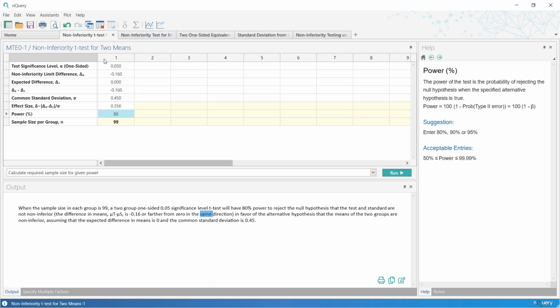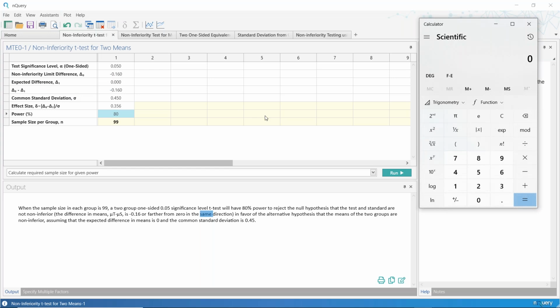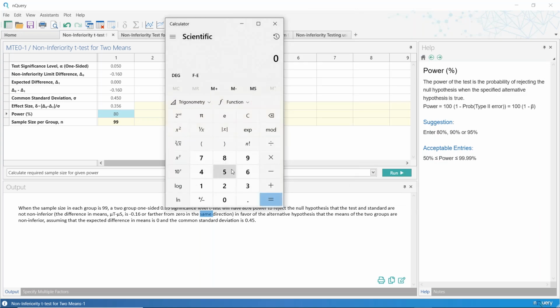And as I mentioned here, they had that slight sample size adjustment for dropout. If we just go to the Windows calculator from the assistance menu and we take 99, multiply that by 2, and then divide that by 0.8. So 99 multiplied by 2 is equal to 198. So that's the total sample size. And then we divide that by 0.8.